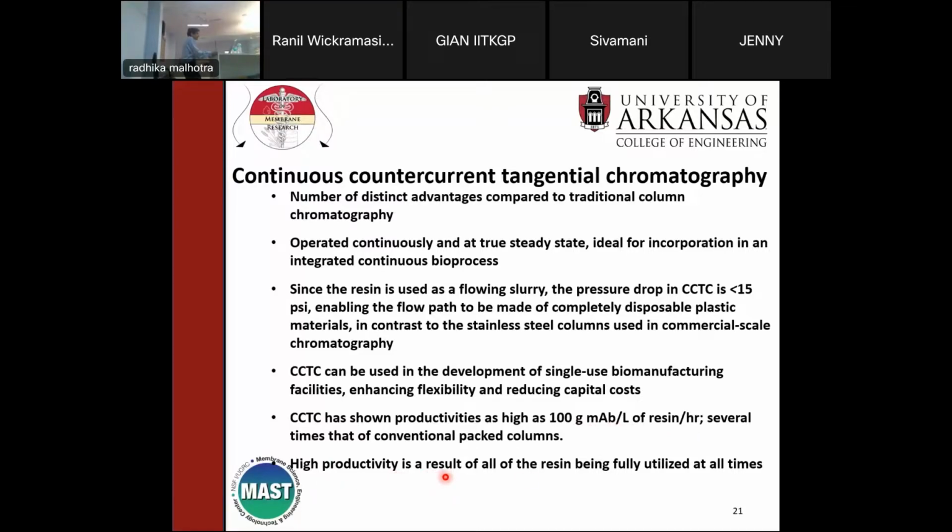High productivity is a result of the resin being fully utilized at all times. So that's a very important point. Even if you are using simulated bed chromatography or adsorption, the column is here, so you start to load the column, right? And you start to get, say, saturation occurring at the bottom, and it moves up to the top. But you will never get all the resin fully loaded, because as soon as you start to get outlet concentration, say 1%, 2%, 5% of the feed concentration, you must stop, right? Otherwise, you're losing too much protein.